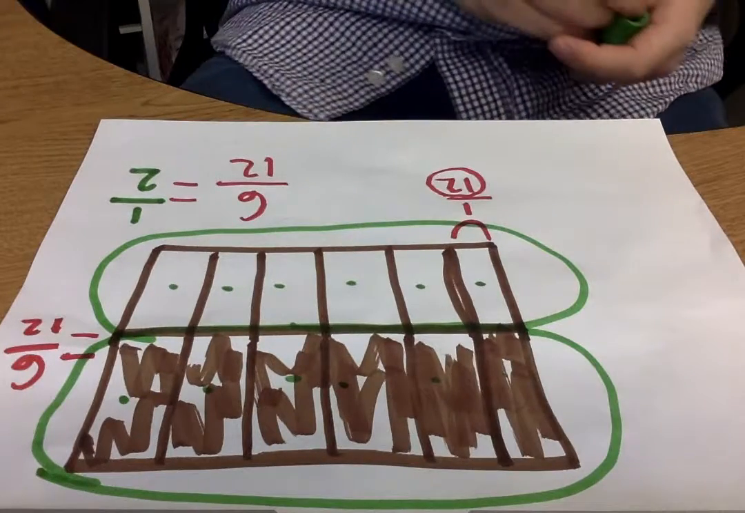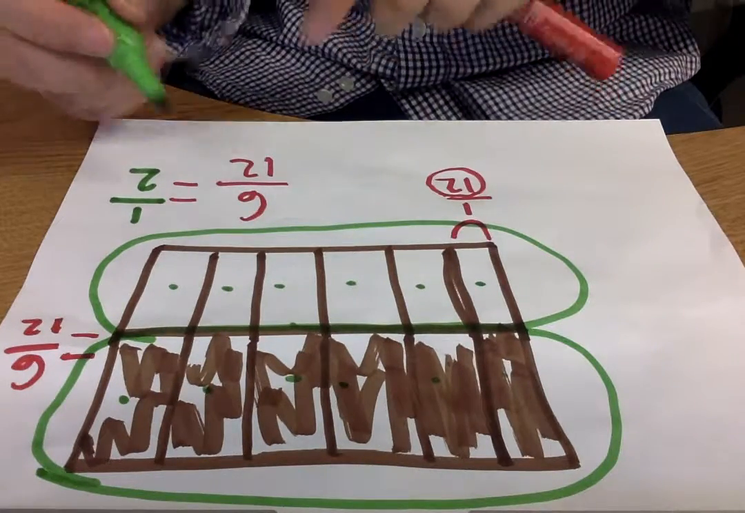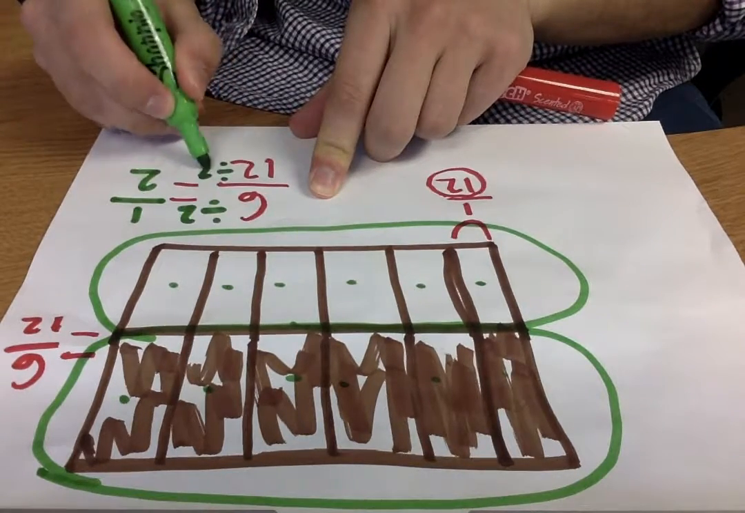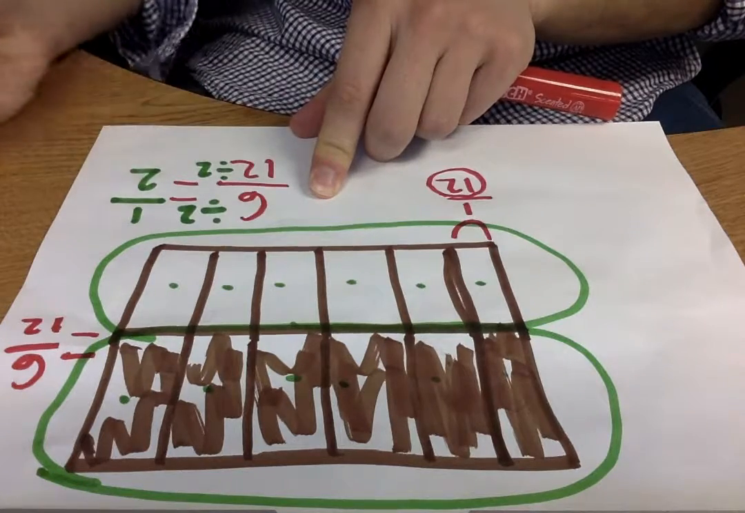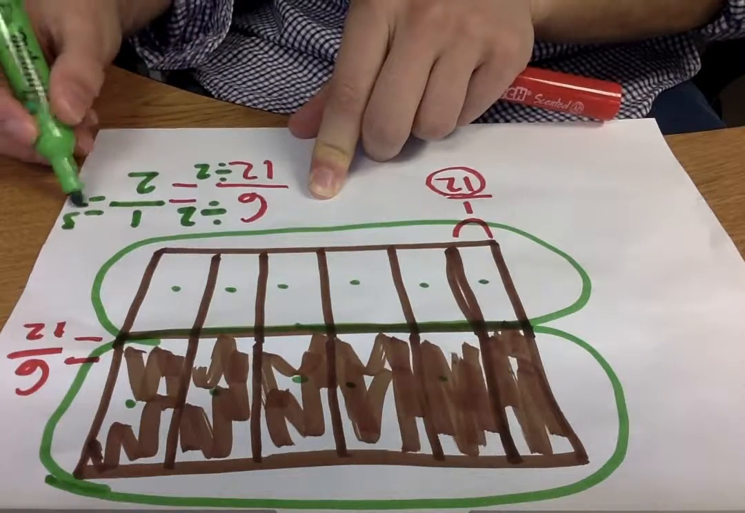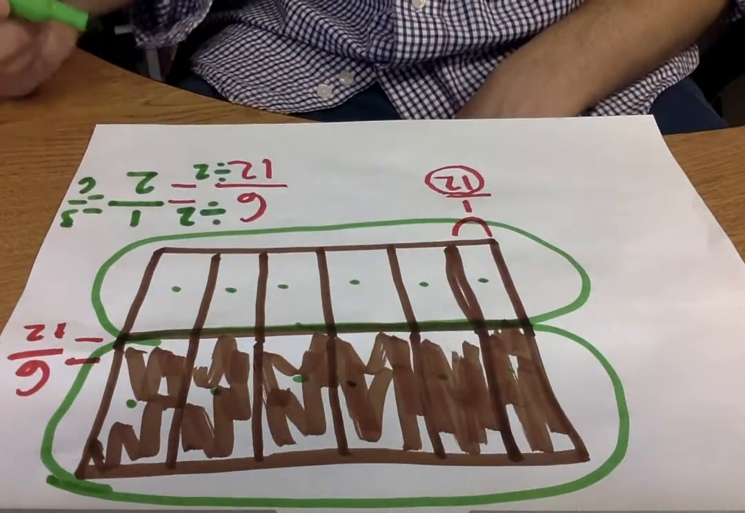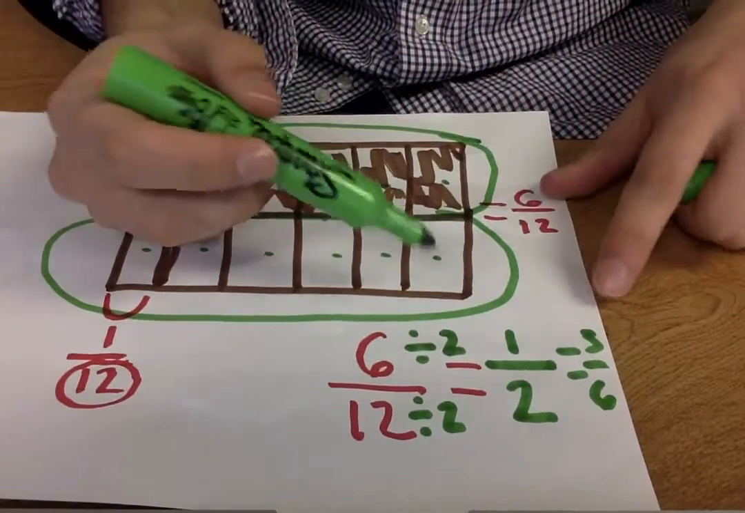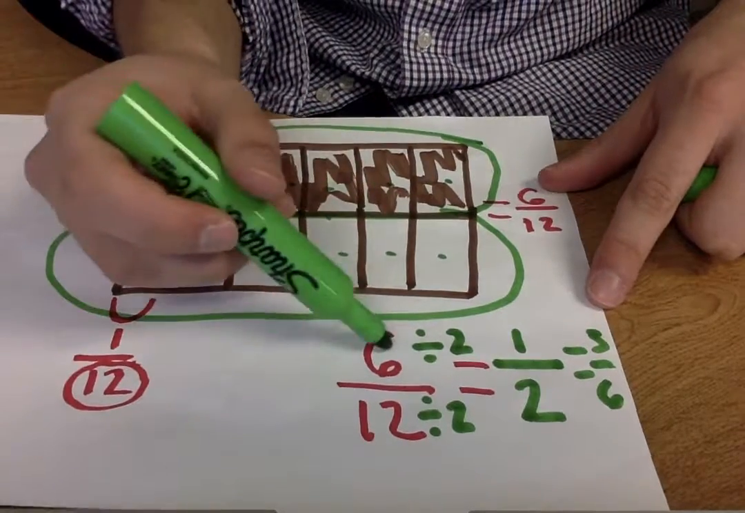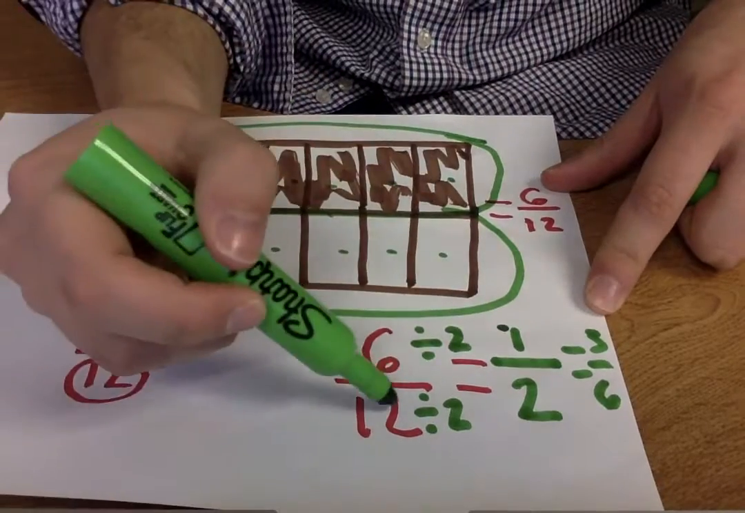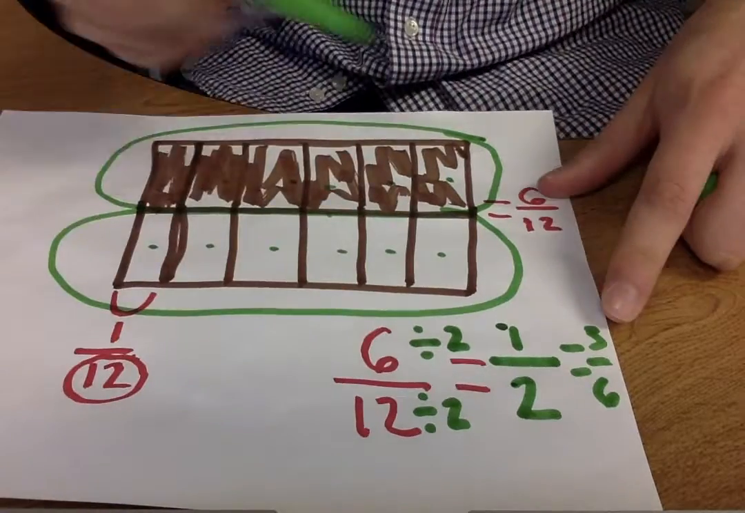I could use my knowledge of division because I know that a factor of 6 is 2, and a factor of 12 is also 2. 6 divided by 2 is 3. 12 divided by 2 is 6. 3/6. That's another equivalent fraction of 1/2. So these are all equivalent fractions of 1/2. Now I could have said as well that 6 divided by 6 is 1, and 12 divided by 6 is 2 to make 1/2.